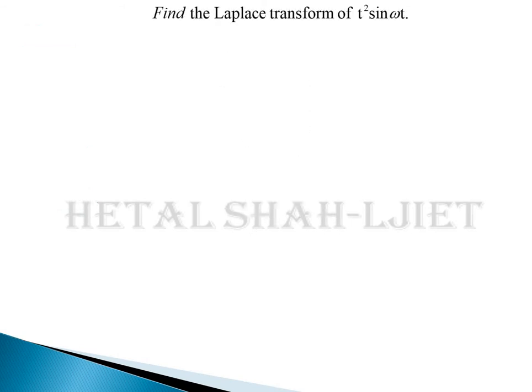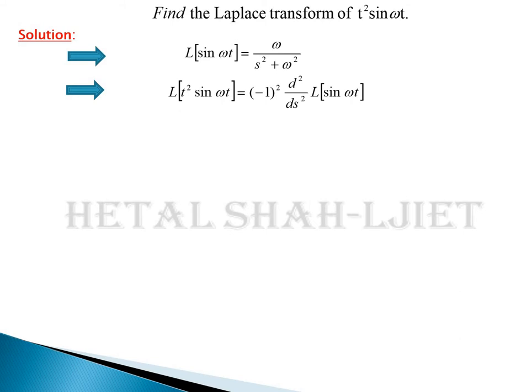For one more example, find the Laplace transform of t square sine omega t. Now Laplace of sine omega t is omega upon s square plus omega square. And Laplace of t square sine omega t is, as per the formula, minus 1 square d square upon ds square of Laplace of sine omega t.